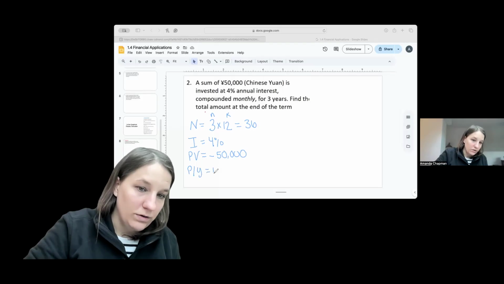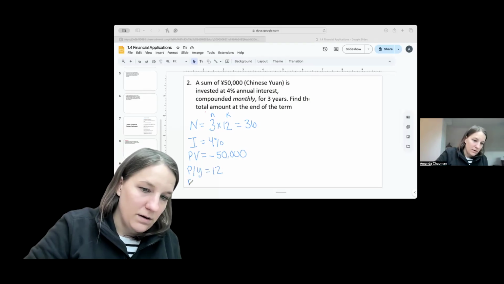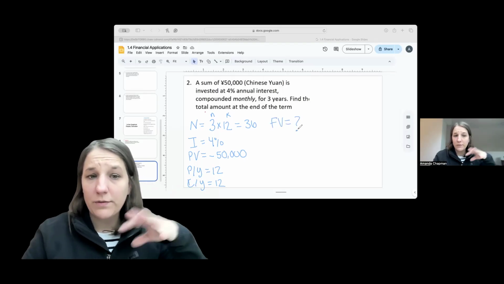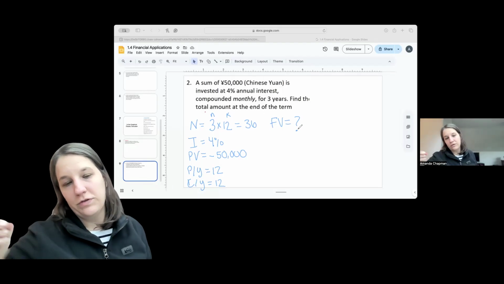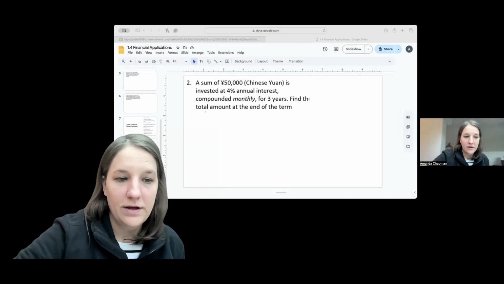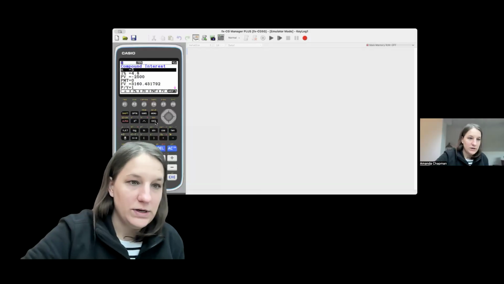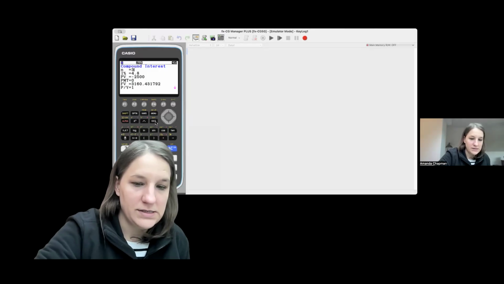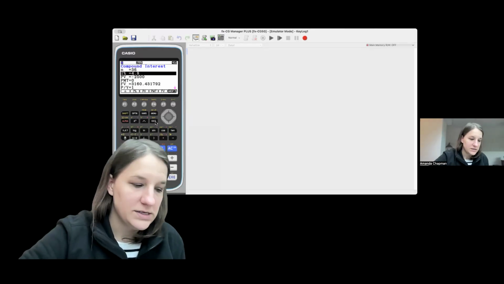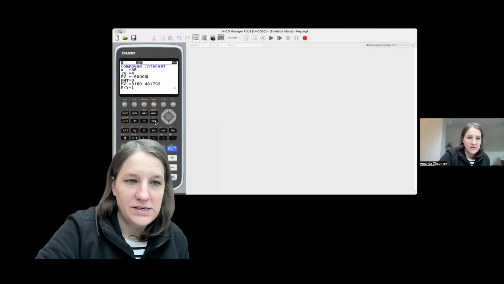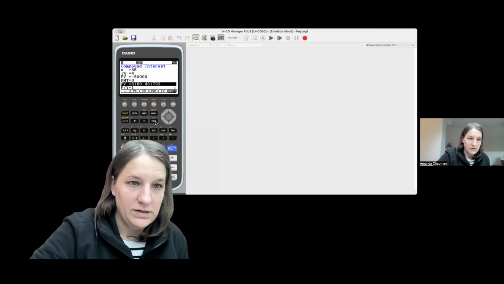Payments per year are 12 because it's every month and that's compounded monthly. So compound per year is also 12, and we're going to solve for the future value. So what I wrote in blue is what I would write on my paper for this example. Okay, let's do it in the calculator. Again, feel free to do this in the formula thing. It's just how you do it. Okay, so for this one, we said n was 36 because 12 times 3 is 36. The interest is only 4% here. The original amount was 50,000 yen.